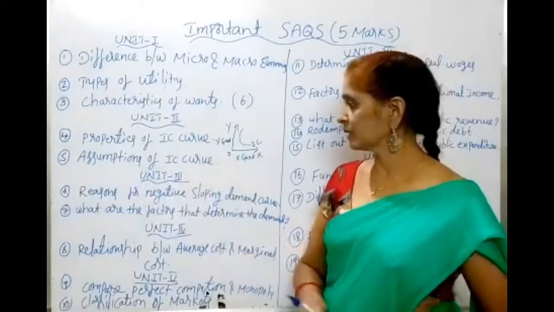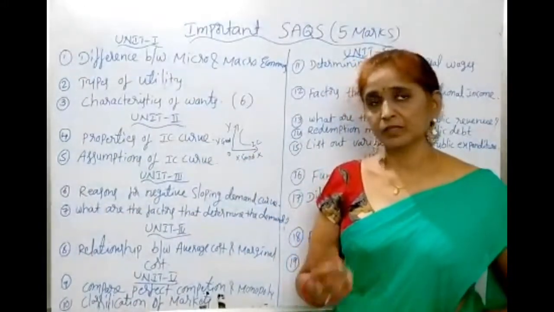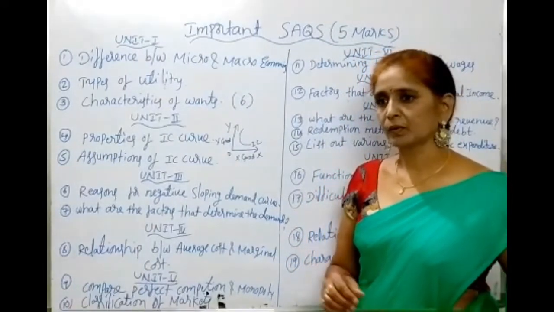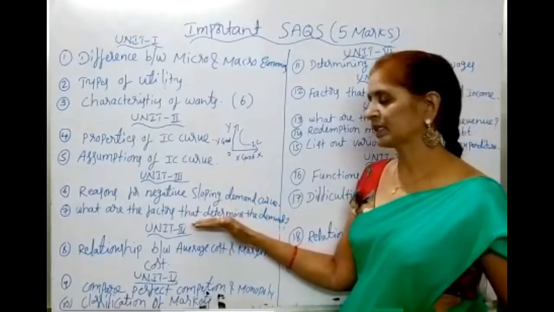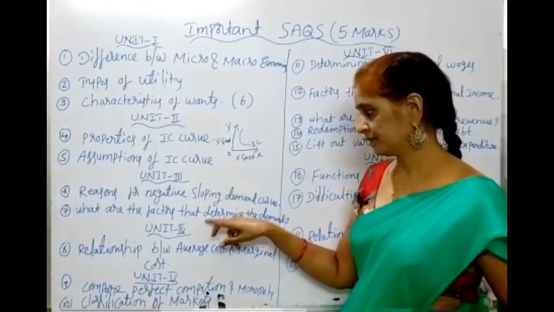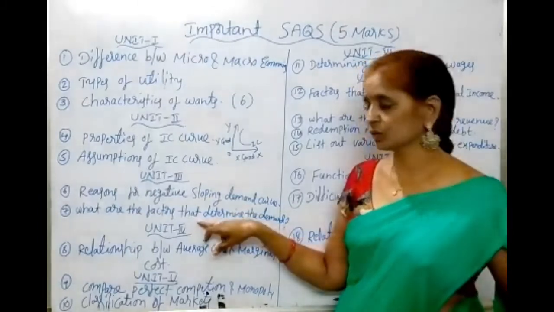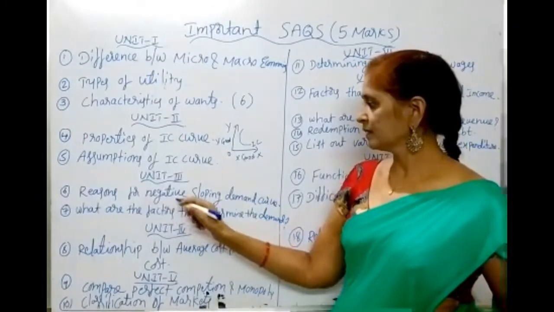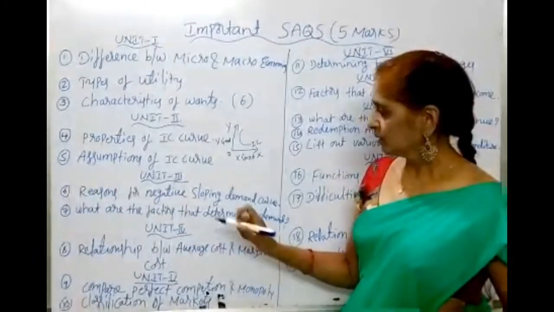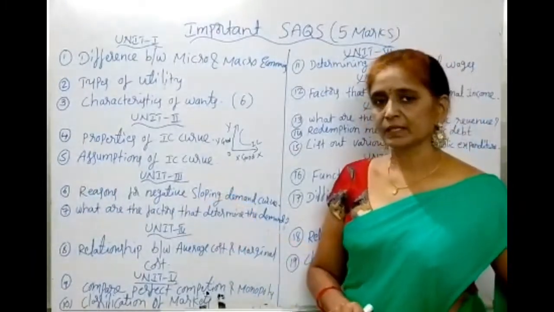Next guys, coming to the 3rd unit, most important questions, meaning 4 important questions are there, but 2 are more and more important. So sometimes both will come, otherwise definitely 1 will come from these 2. First one is reasons for the negative sloping demand curve. It is a very important question.